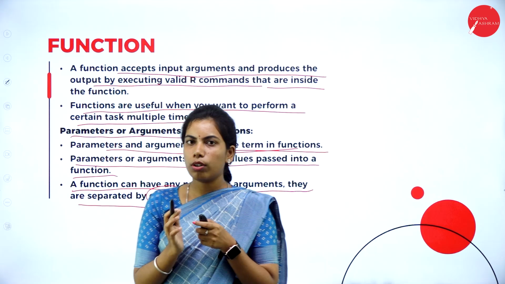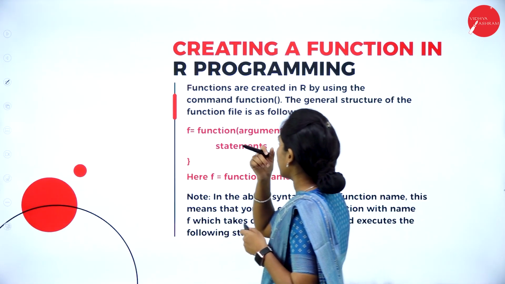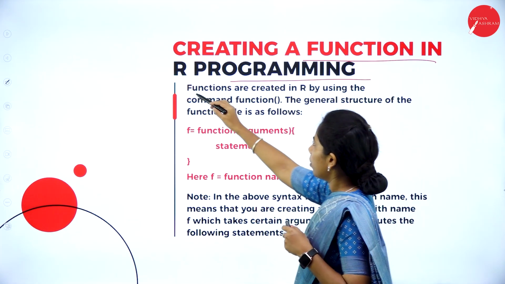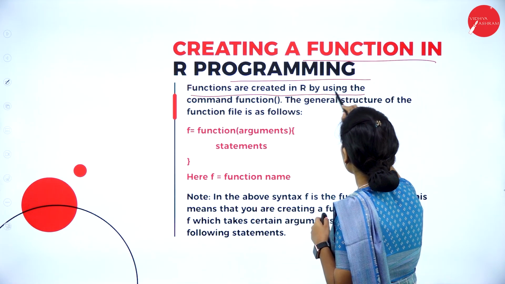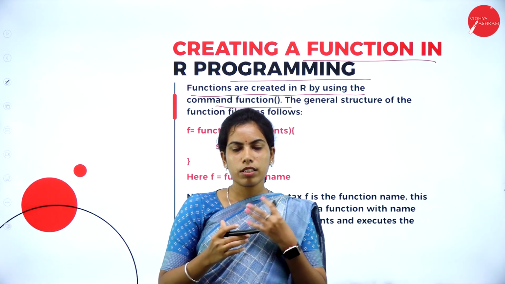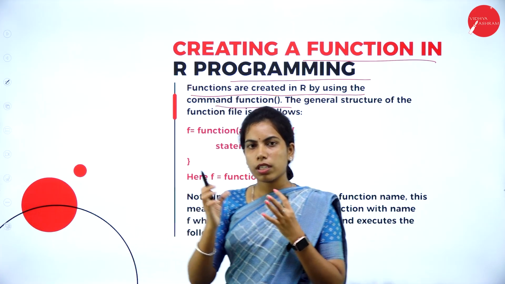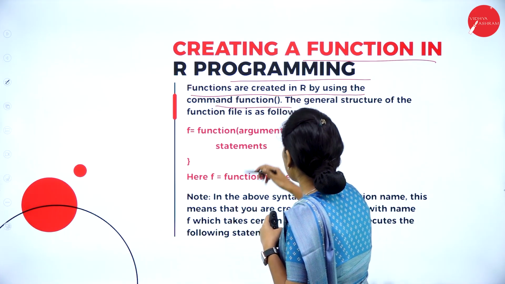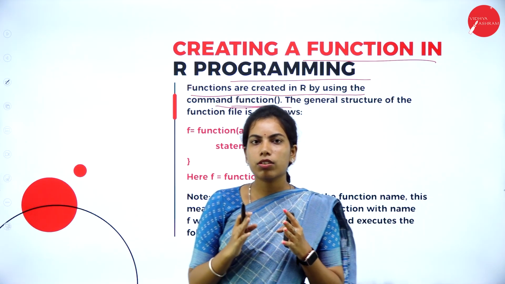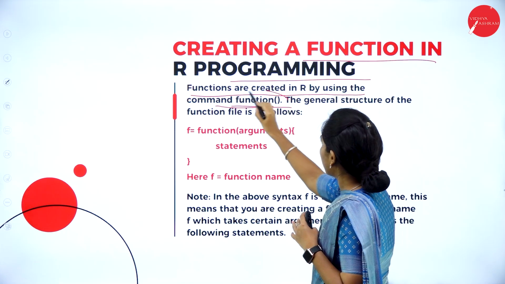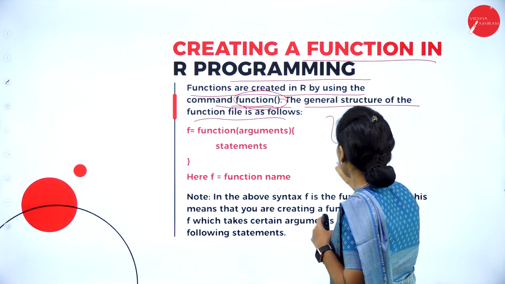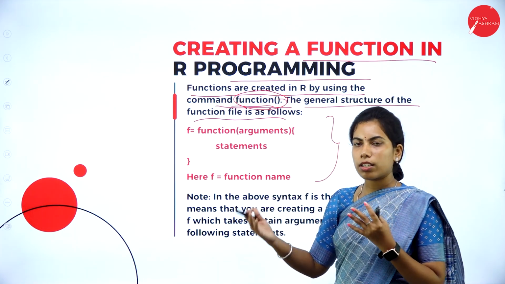So you will clearly get to know what exactly a function is. Here you can see, in R programming, functions are created using the command called function. In other programming languages, we have to call the inbuilt functions only. But here, keywords are all case sensitive, meaning we have to use small letters, not capital letters. Then open and close the parentheses. The general structure of the function is as follows. Here you can see pictorially how the syntax looks.